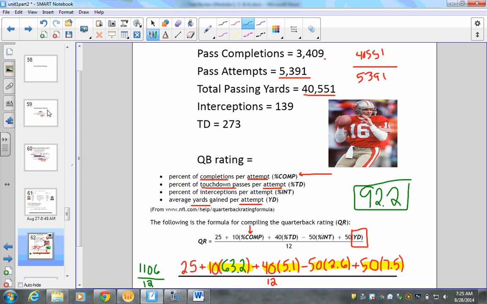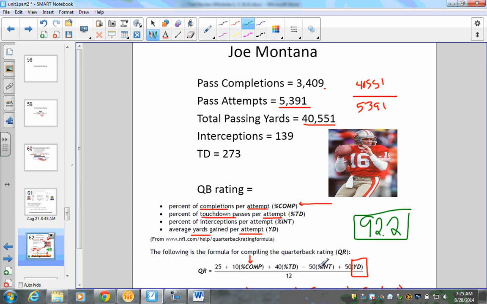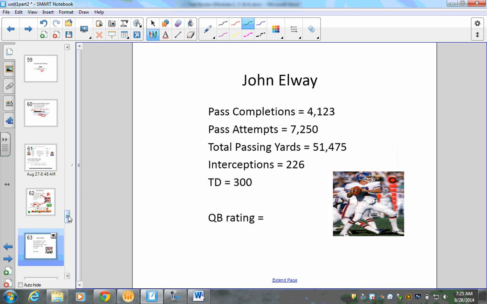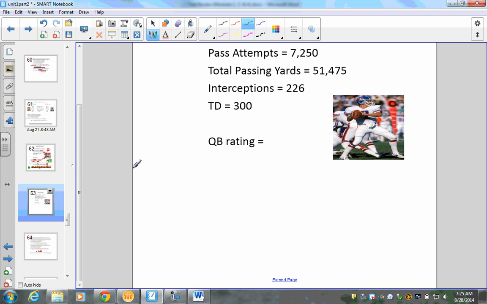Now going back to our history, the scale is 0 to 158.3, and because he got a 92.2, I would say that is very good. I'm not really a football guy, but I know that's a relatively good passing rating. All right, we're going to try one more. Rather than me talking through it, feel free to pause the video and try it yourself.